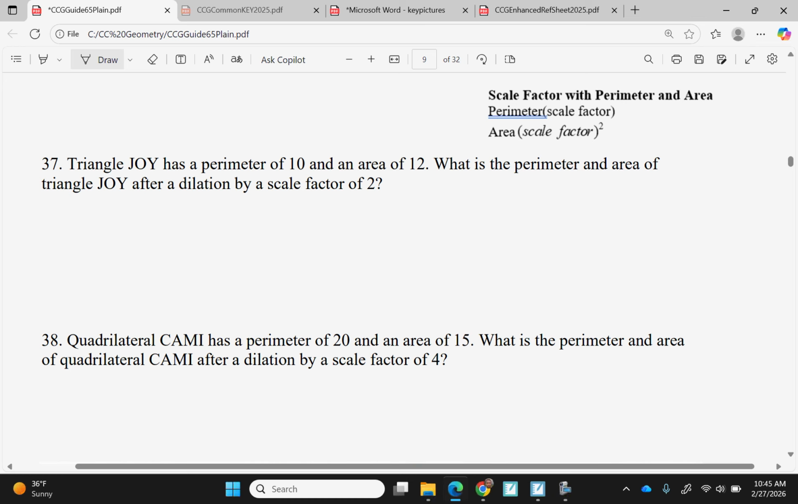Perimeter times the scale factor. Area times the scale factor squared. I like this pink. I think I'm going to stick with the pink for a while. When it's asking about perimeter or area with a scale factor, it's perimeter times the scale factor, and it's area times the scale factor squared.